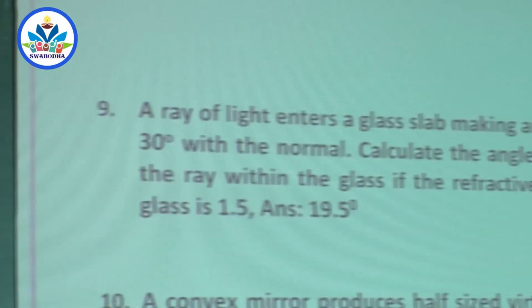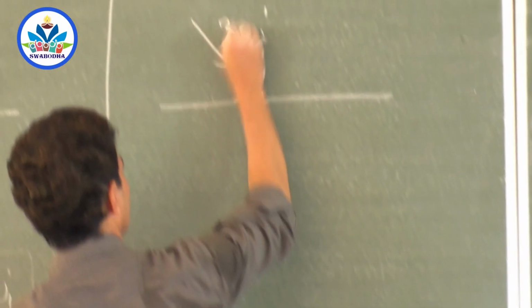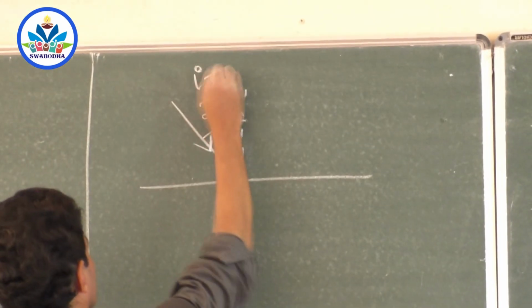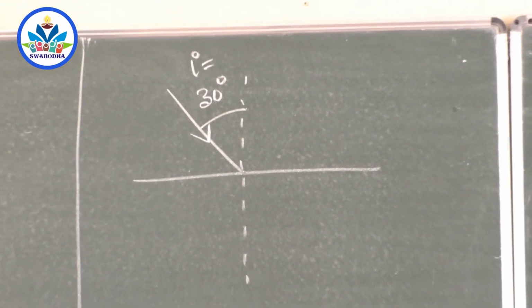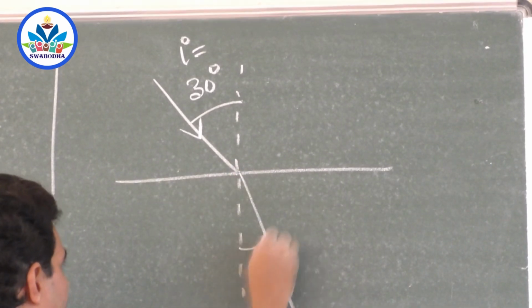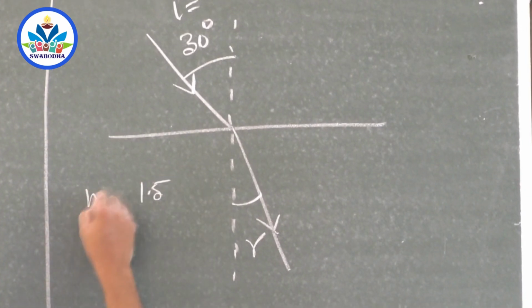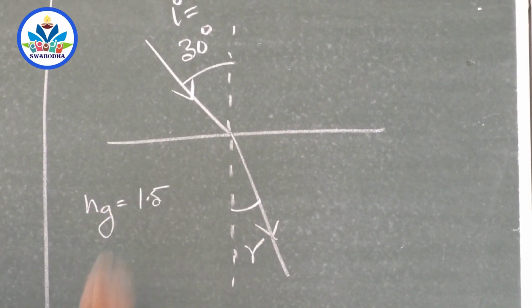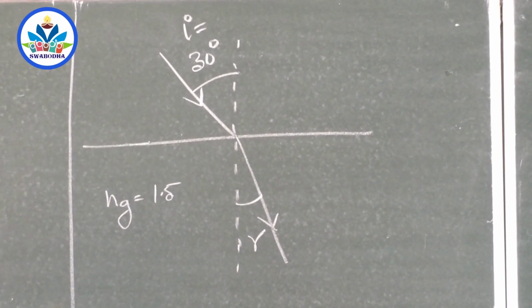A ray of light is incident on the glass such that it makes an angle of 30 degree with the normal. This is i. Calculate the angle made by the ray within the glass. And this is 1.5, the refractive index of glass with respect to air. And this is air.